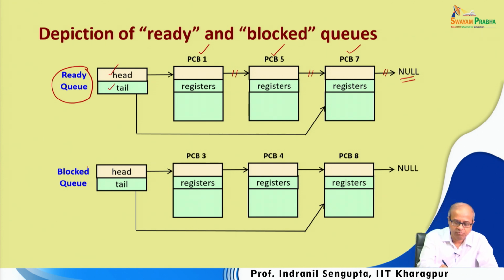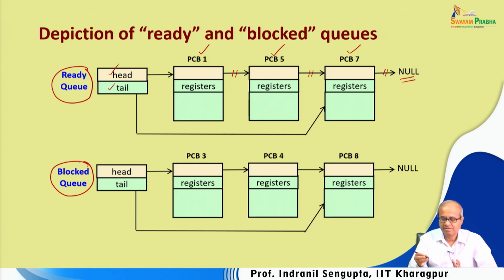Similarly, for the blocked queue, all the processes that are in the block state will be maintained in a very similar way. There will be one PCB for each such process that is in the block state. They will all be chained together in a linked list. The last one will be pointing to null, and you will be maintaining a pointer to the first element of the list and also the last element of the list.